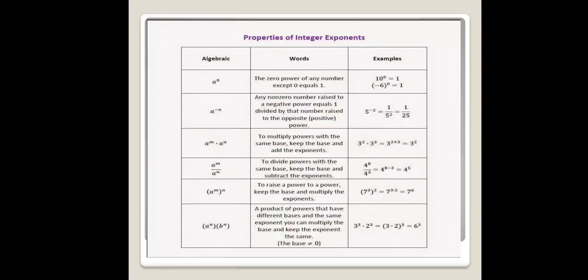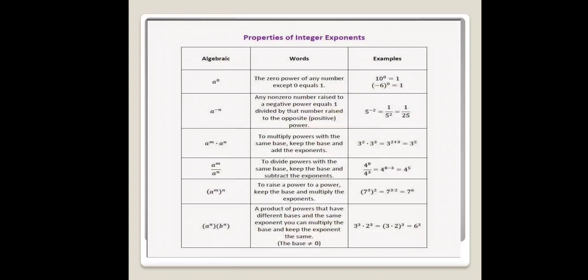To raise a power to a power, keep the base and multiply the exponents. 7 squared, all raised to the 3rd power. Here the two exponents are multiplied: 3 multiplied by 2. Then we get 7 to the 6th power.